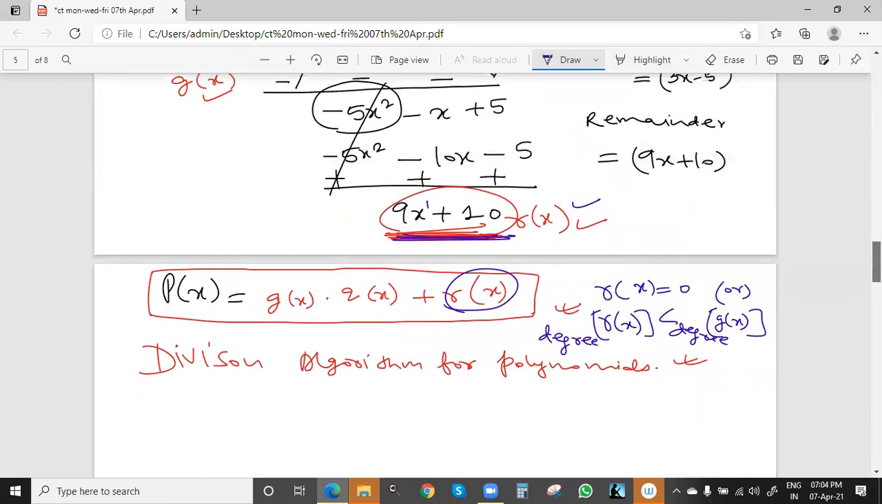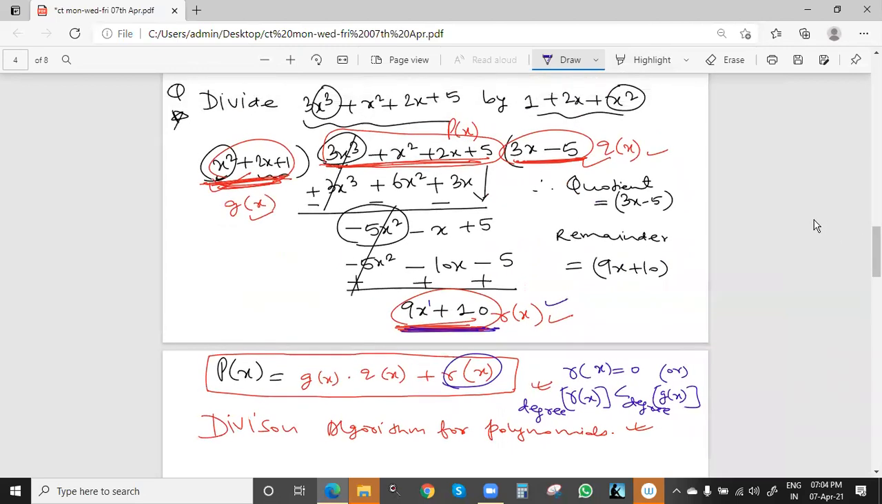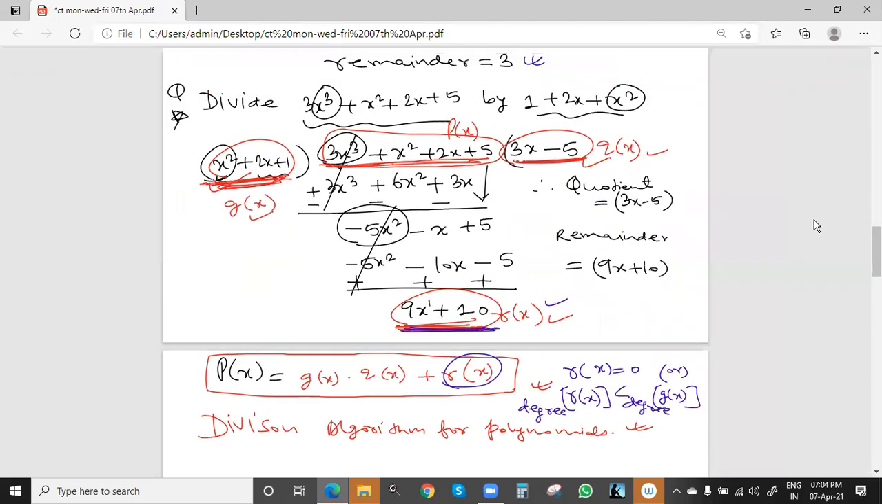So, understood this question? Any doubt? Anyone have any doubt? I am repeating this because dividend, divisor, quotient, remainder are all polynomials basically, not constant terms. So representing p(x) equal to g(x) into q(x) plus r(x) is the standard form of the division algorithm for polynomials, in which r(x) can be equal to 0, or the degree of r(x) will be less than the degree of g(x). Yes, Sarah, any doubt?